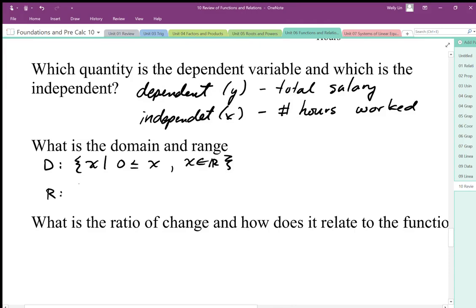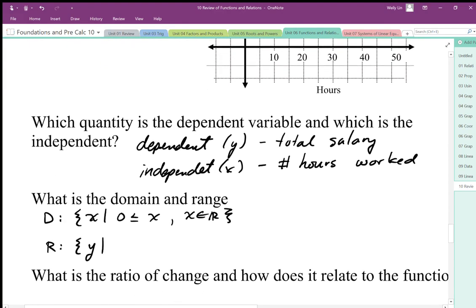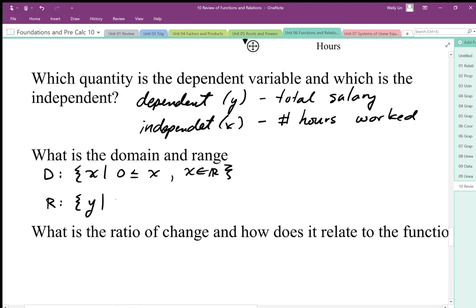And same with the range. The range now, though, if we think about the range, you can't earn less than $300 because that's the starting amount. So you're going to start at $300 and then just go up from there. And again, we'll just say that his earnings are unlimited.